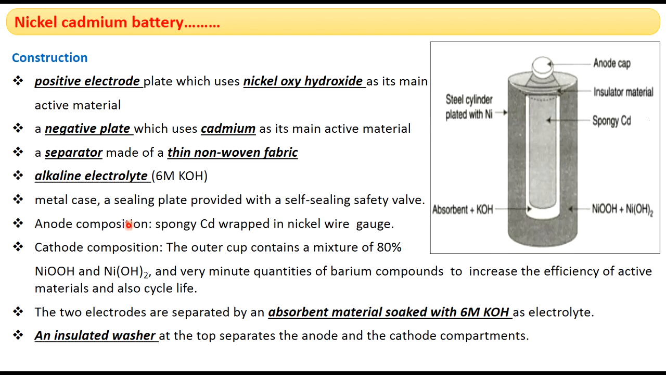Then anode composition. Spongy cadmium wrapped in nickel wire gauze. Anode here is the spongy cadmium. This is the spongy cadmium, and this is wrapped with nickel wire gauze. This acts as the anode. Then cathode. This is the cathode. Cathode contains a mixture of 80% nickel oxyhydroxide and nickel hydroxide.